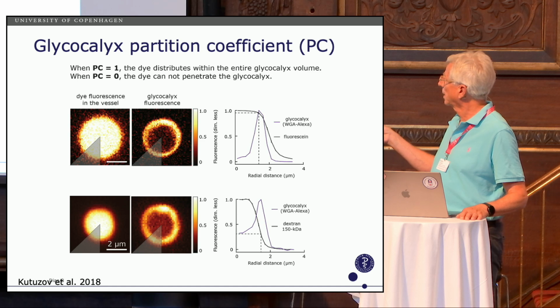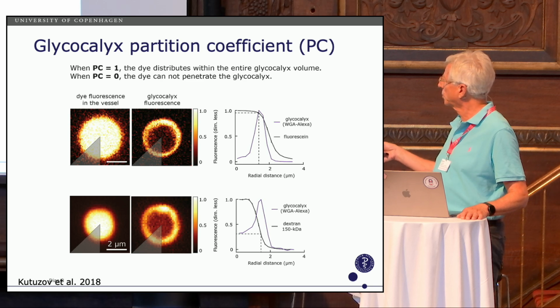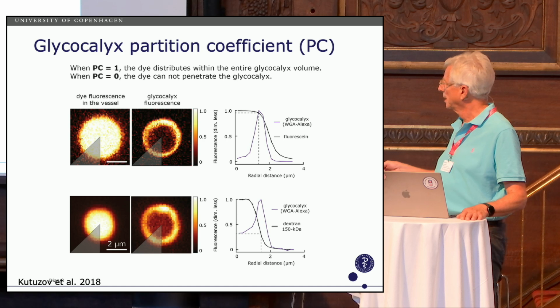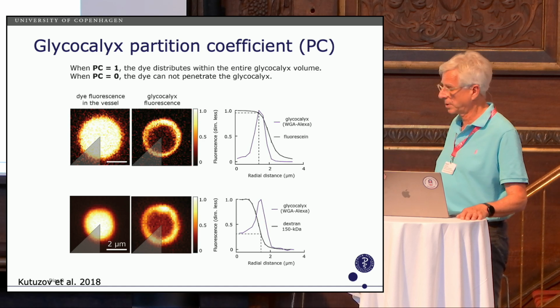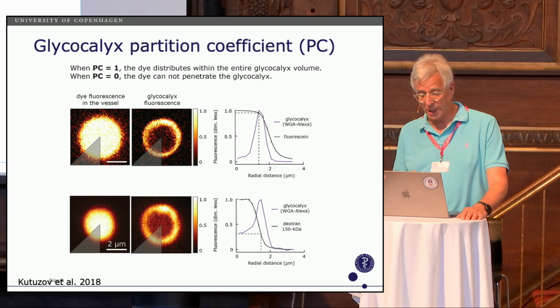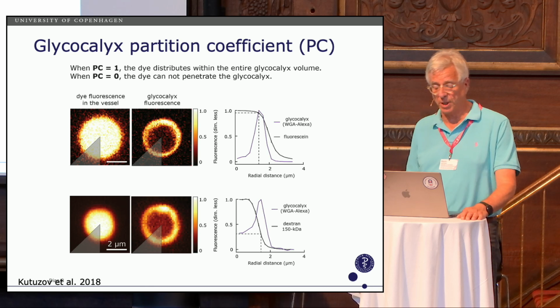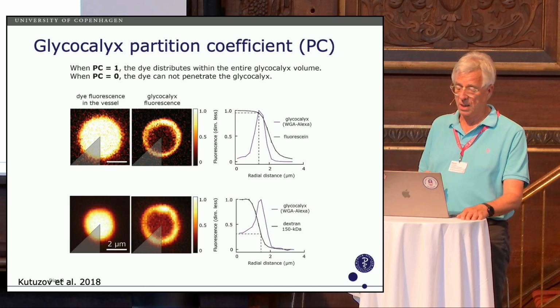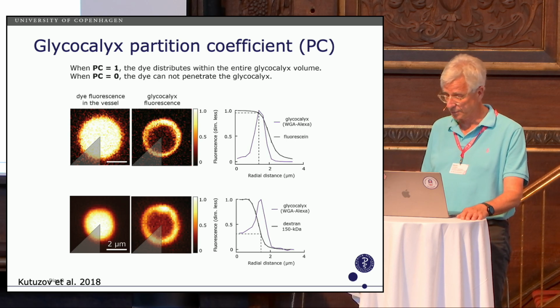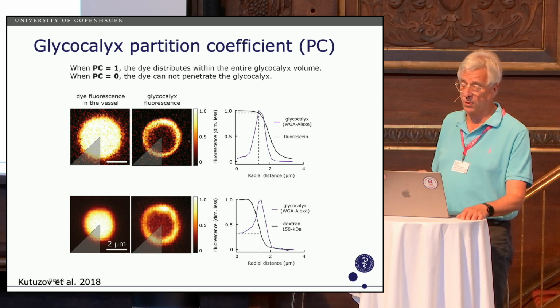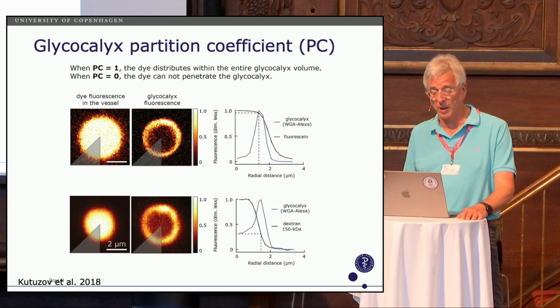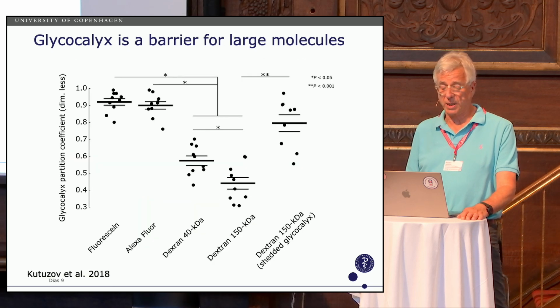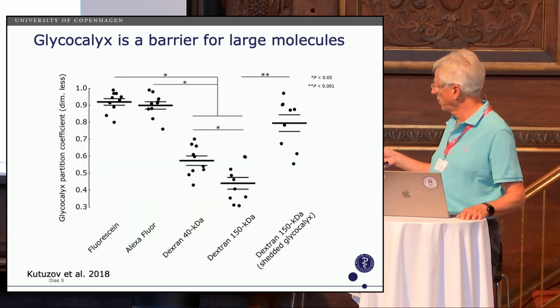You can see here that if you take a small molecule like fluorescein, it will penetrate completely into the glycocalyx. But if you take a bigger molecule, it will only go in to some extent. We have identified something we call the glycocalyx partition coefficient. So the bigger the molecule gets, the less susceptibility the molecule will have to enter the glycocalyx. So the glycocalyx on the inside of the blood vessel is a barrier for big molecules, and we can look at that for several different molecules.